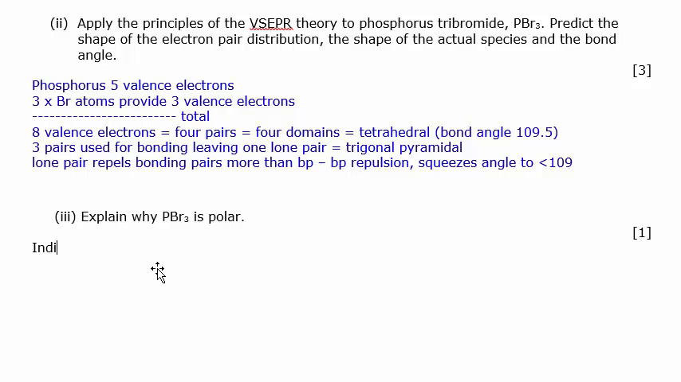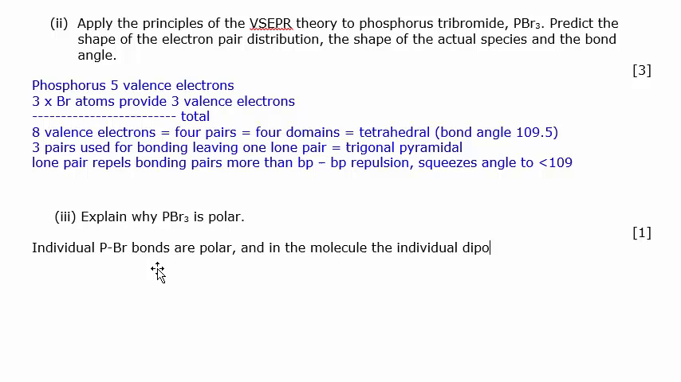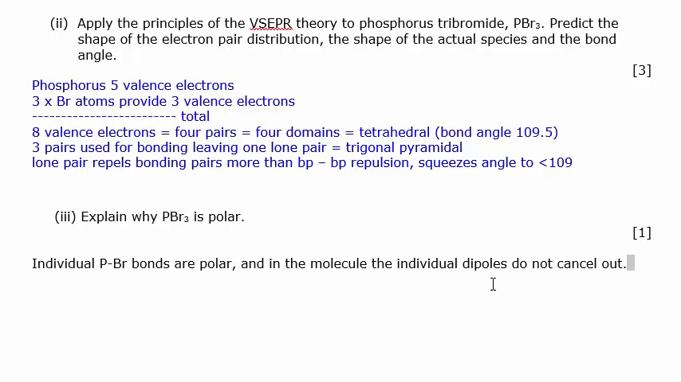Well, the individual P-Br bonds are polar. And in the molecule, the individual dipoles do not cancel out. And that explains overall it must be polar. If the individual dipoles don't cancel out, well, you've got overall polarity.